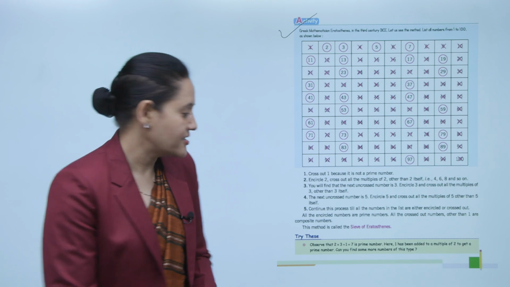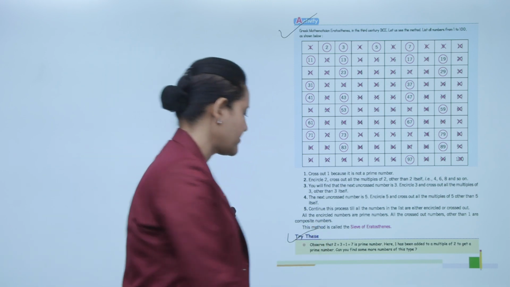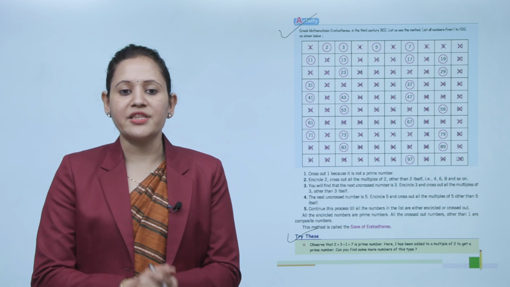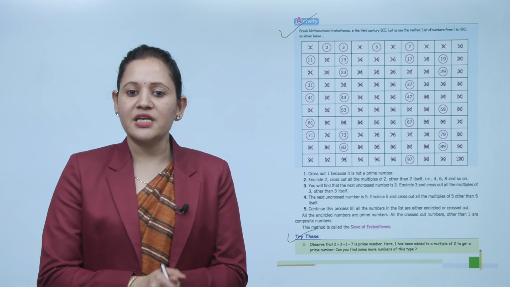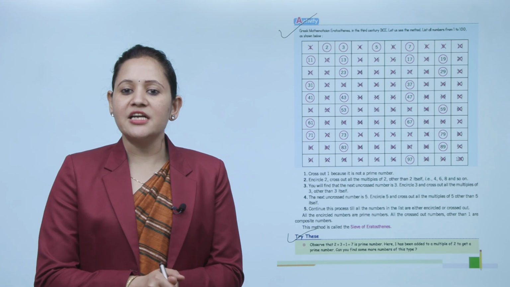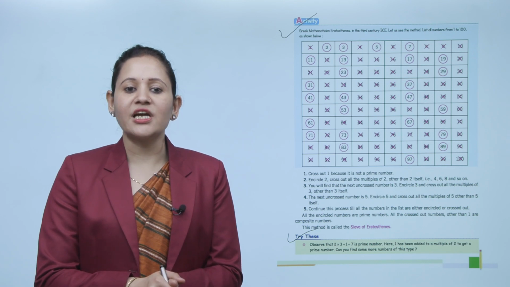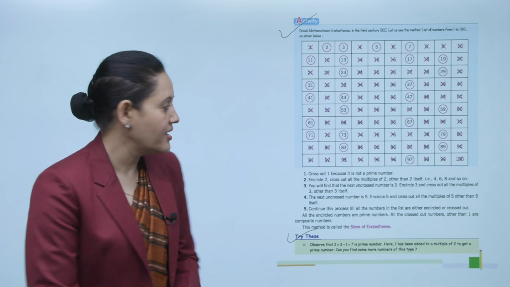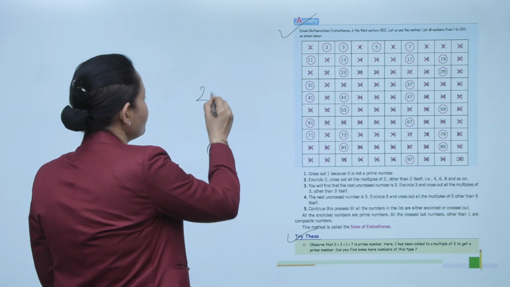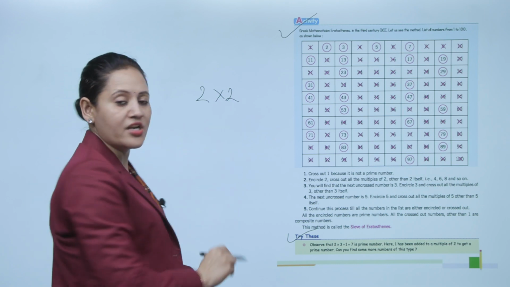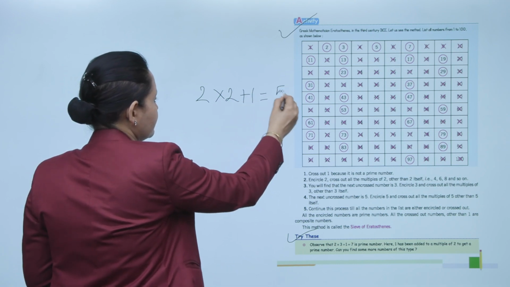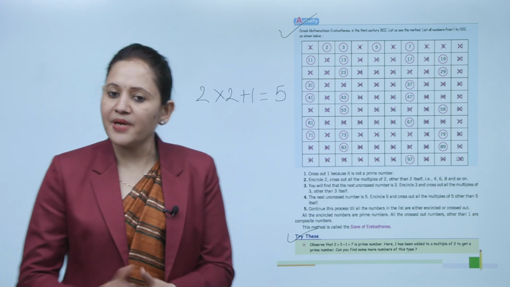Next is try these. Observe that 2 into 3 plus 1, that is 7, is a prime number. Here 1 has been added to a multiple of 2 to get a prime number. Can you find some more numbers of this type? Like here, 2 into 2, that is 4, plus 1, that is 5, and 5 is a prime number. Clear?